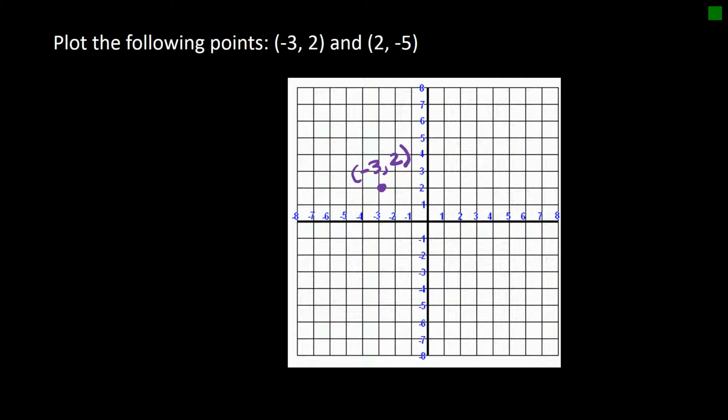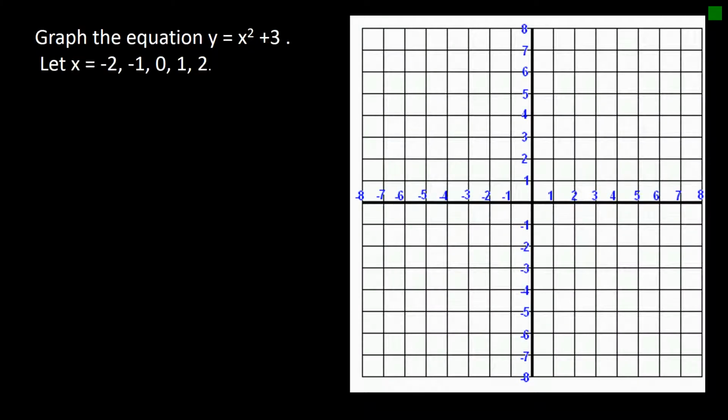Now let's look at the point positive 2, comma negative 5. Again, go to the origin. We're going to move 2 in the positive x direction and 5 in the negative y direction. And so this is our point 2, negative 5. So now that we know how to plot points, let's graph some equations by plotting points.